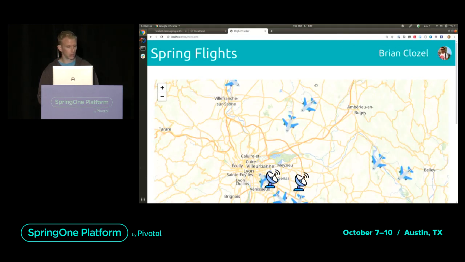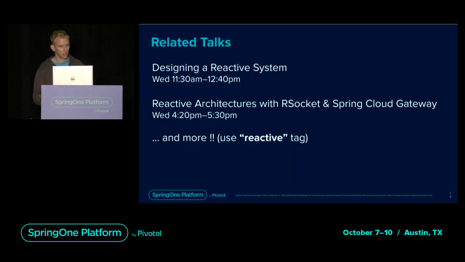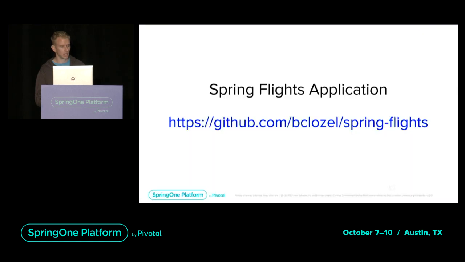So now we're going to skip back to the slides very quickly. And we've demoed that. I want to mention that there's some related talks if you get time, but mostly just go ahead and look at the reactive tag on the schedule. And this is our source code for the Spring Flights application. We tried to make it so that if you look at the commit history, it'll give you kind of a story of what we told here. And there's a security branch. Don't forget to check that out, of course.